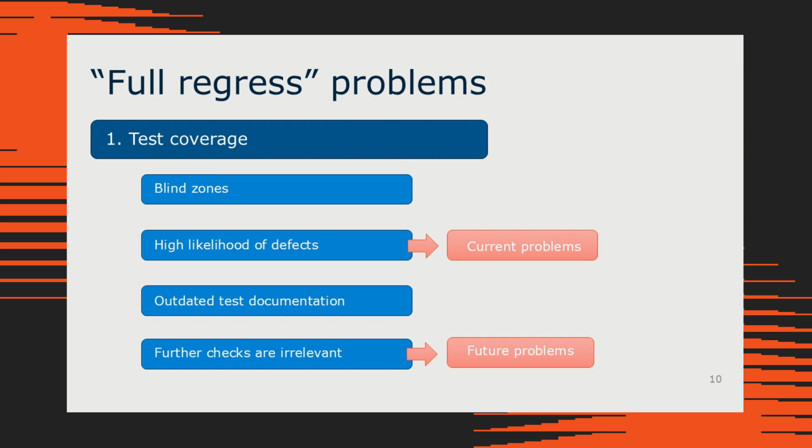And the first problem is test coverage. If we check changed code with old tests, we have blind zones, and these blind zones have a likelihood of defects appearing, and these are our current problems. But if we still use our outdated test documentation for further checks, it makes our check-ins irrelevant, and that's our problem for the future.